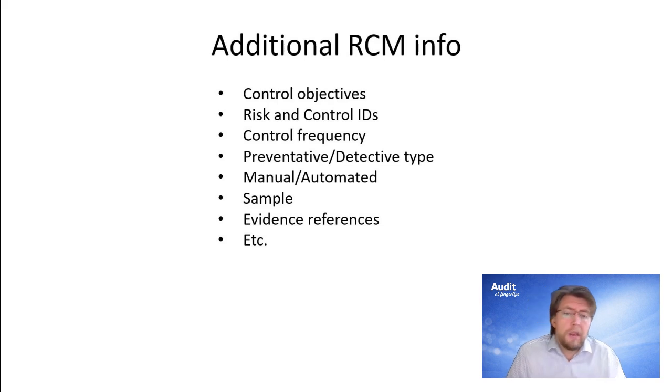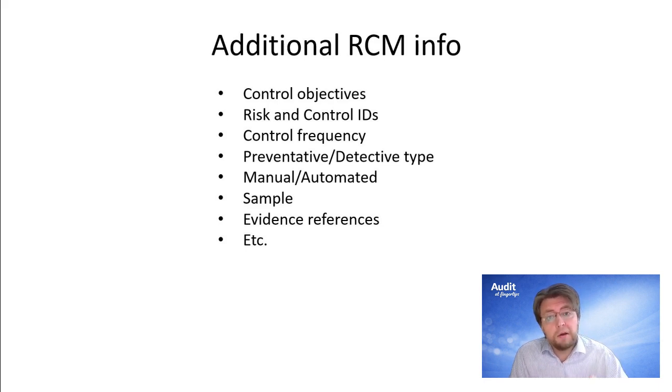Also, you may find it useful to include additional attributes in your RCM. It could be control objectives, risk and control IDs, internal for the audit, as well as company-wide identifiers if your company has a risk and control management application. Control frequency, that's why I didn't include it in the RCM, because control frequency is normally included in the DEA papers. However, you can include it here as well.